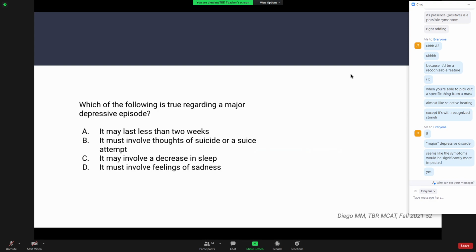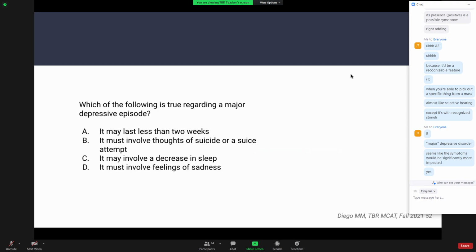Sophie, why do you say C? I said C because major depressive disorder is characterized by lasting more than 2 weeks, so you can kill A. And then it doesn't have to involve thoughts of suicide or suicide attempt. The word must is really an extreme word there, so that can be killed as well. And then same thing with D. Not everyone that has major depressive disorder has feelings of sadness. And again, that word must is an extreme word, so it can be killed as well. And then C is your correct answer because it has the word may. It's not always the case, but yeah, it may involve a decrease in sleep.